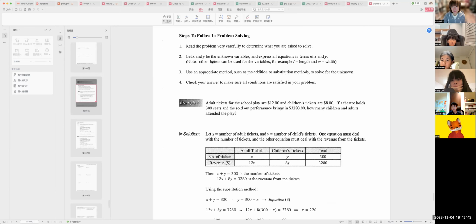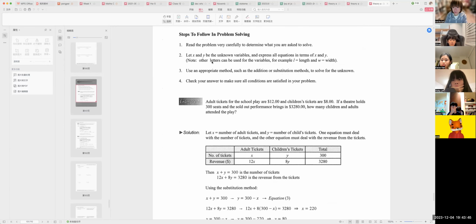Okay, so let's take a look at the first one. Adult tickets for the school play are $12 and children's tickets are $8. If the theater has 300 seats and a sold-out performance brings in $3,280, how many children and how many adults attended the play? This question is very similar to the chicken and rabbit question, right? Correct, Oliver? So we can just assume that.